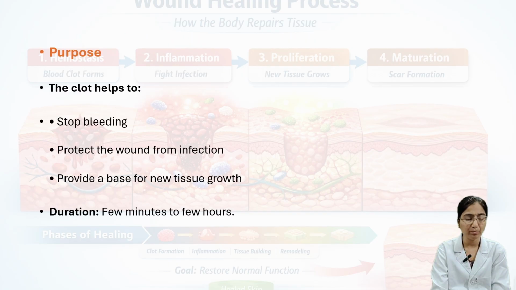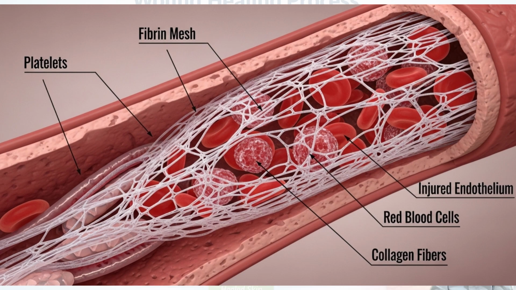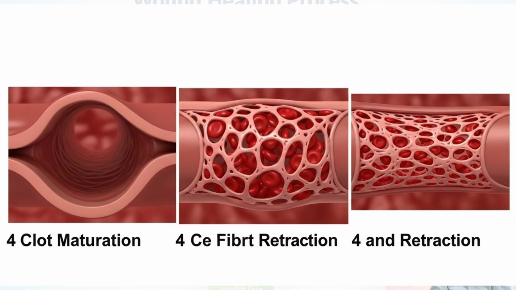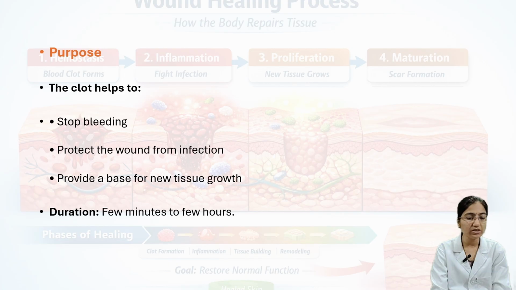We'll see the purpose of the hemostasis phase. The clot helps to stop bleeding, protect the wound from infection, and also provide a base for new tissue growth. The duration of this phase is a few minutes to a few hours. It will take minutes to hours.